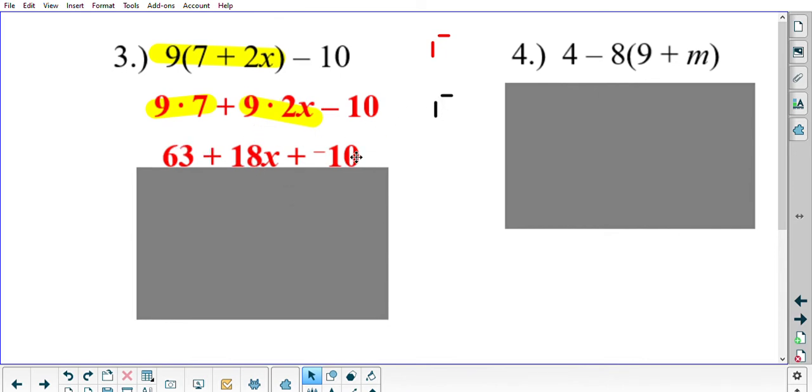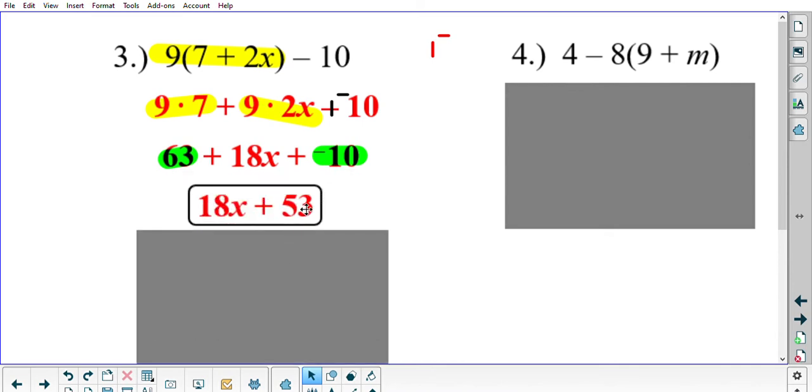Since we're going to need to switch the order here mentally, because the two numbers with no variables are like terms to each other, I would go ahead and, you can see I already did this, make the subtraction become adding the opposite here, and then 63 plus negative 10 will give you 53. I like to write with the variable term first, 18x plus 53.